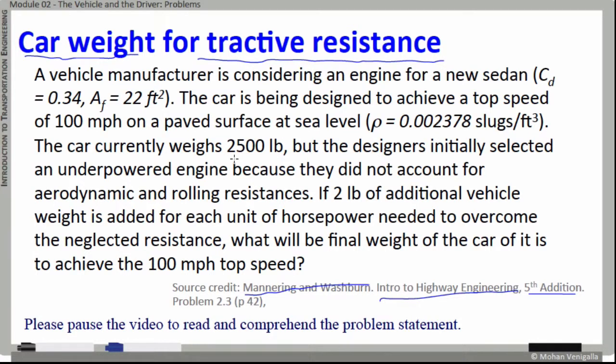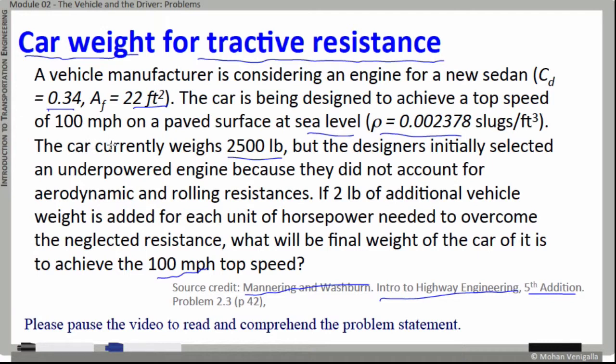Maybe you want to pause the video, read the problem, and pick up from this point as I explain it. The weight of the car is already given as 2,500 pounds, and the car is designed to go at a maximum speed of 100 miles per hour at sea level with the air density given here. It has a frontal area of 22 square feet and a drag coefficient of 0.34.